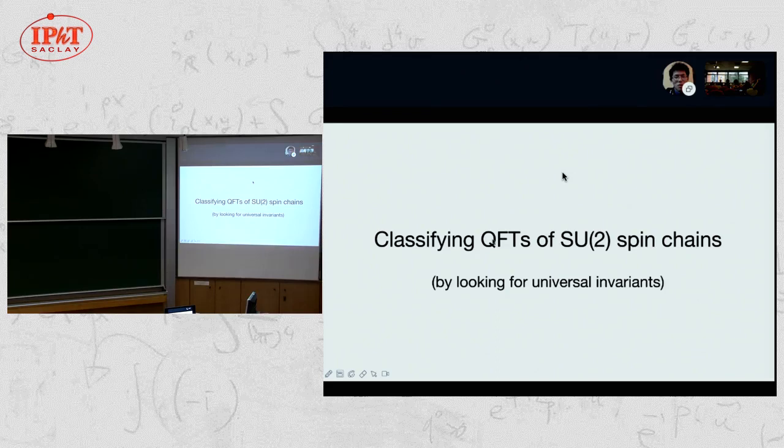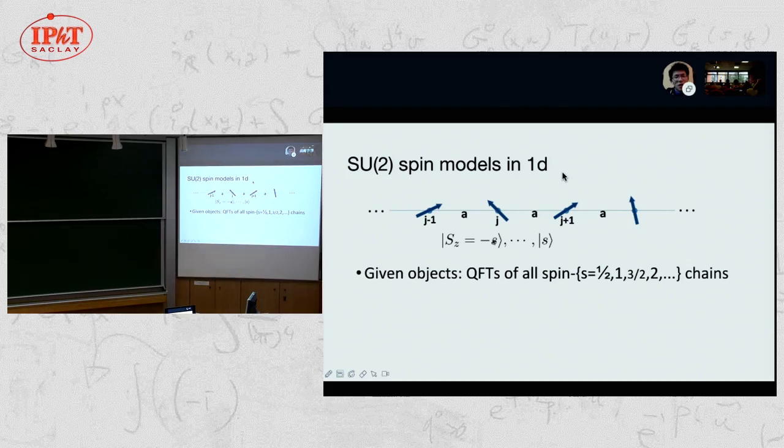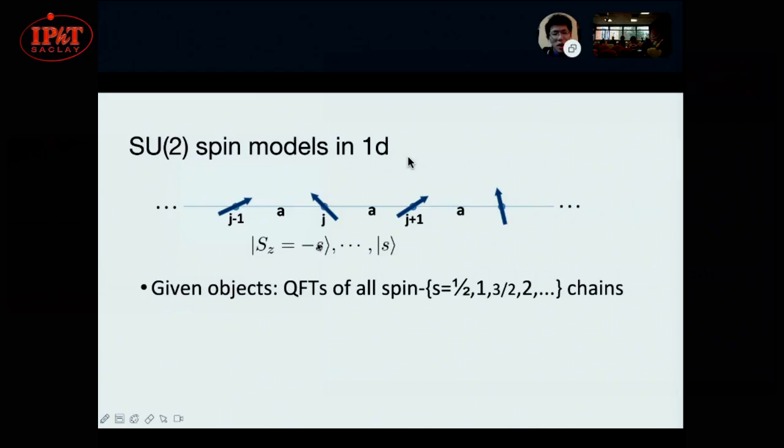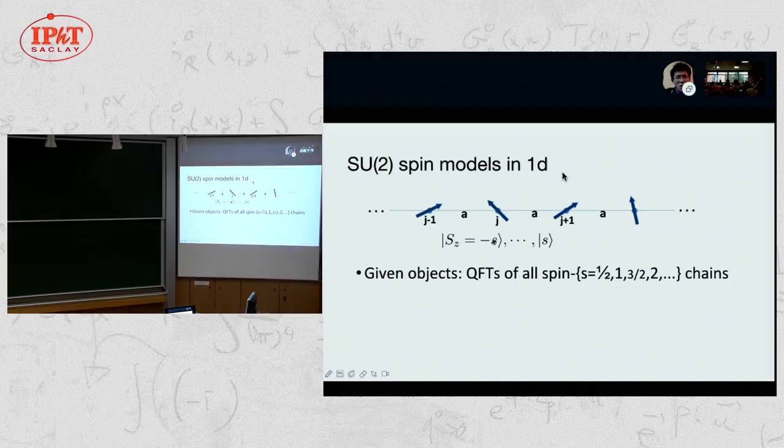The SU2 spin models are defined on a one dimensional chain, and at each unit cell we have a spin degree of freedom. In this case the field theories to be classified are all the QFTs of all spin chains, for instance the collections of QFTs of spin 1/2, 1, 3/2, and 2, and so on.